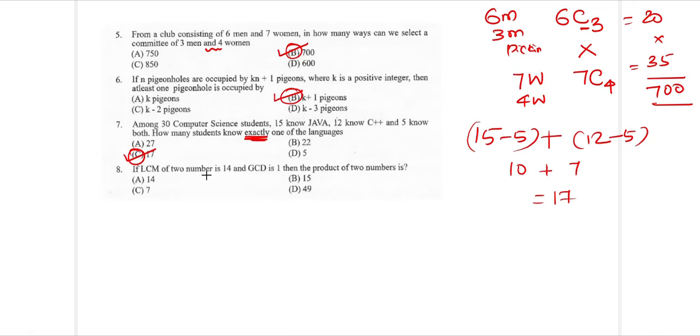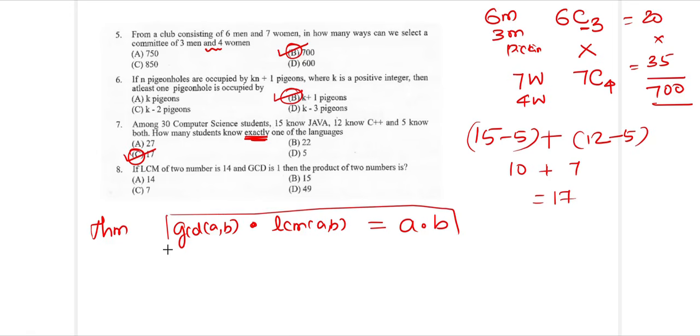If the LCM of two numbers is 14 and the GCD is 1, what is the product of the two numbers? We have a theorem which says GCD of A comma B times LCM of A comma B is the product of the numbers, A into B. This is the statement of the theorem.